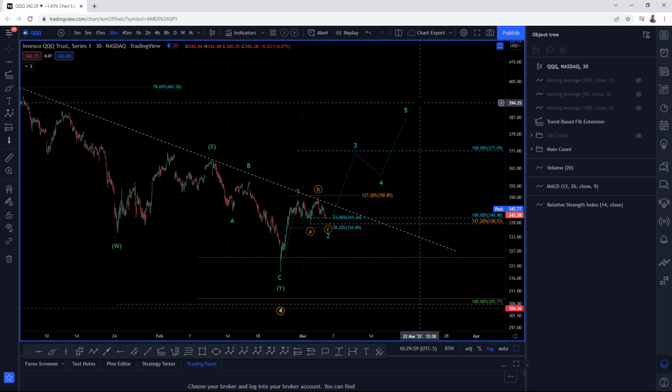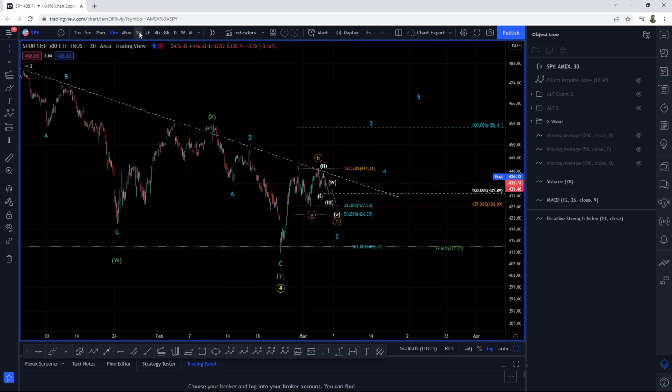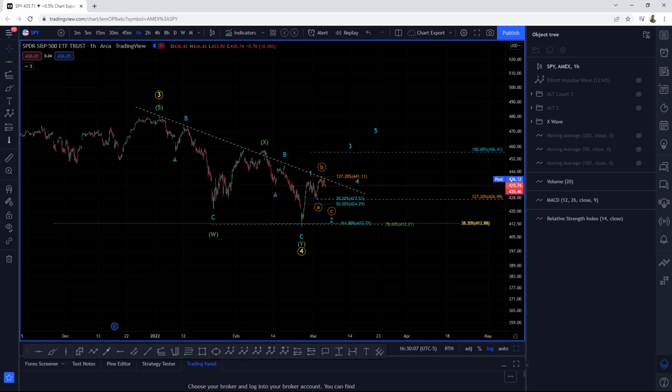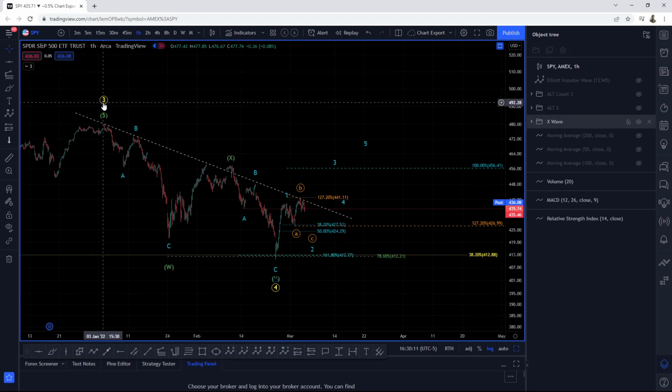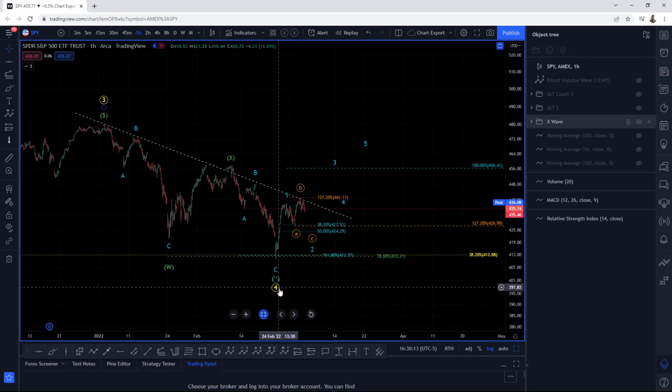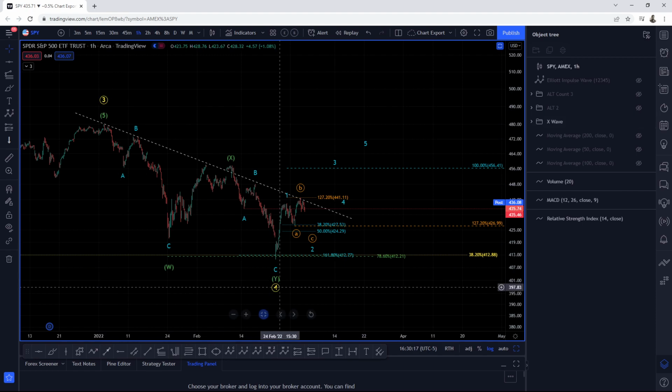Okay, now over to the SPY. The SPY, guys, is also displaying a similar scenario. So back up to the 1 hour time frame, and let's just review again like we did on the Qs. We're still looking for primary degree wave 3 to confirm the fourth wave was completed. So we topped out here in January, and then we bottomed here, or based on February the 24th.